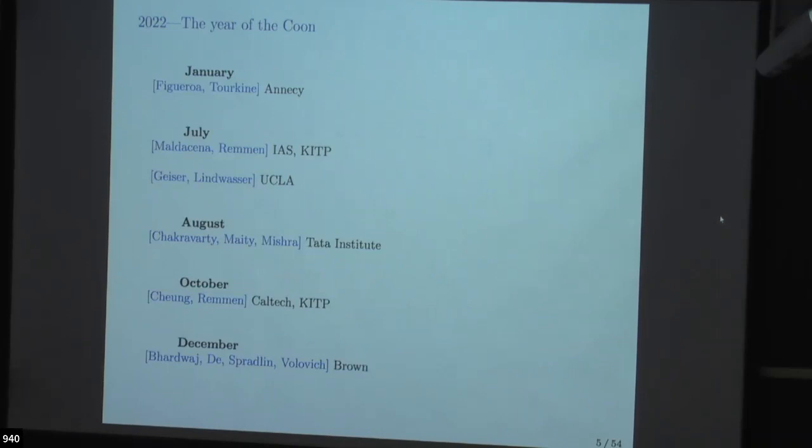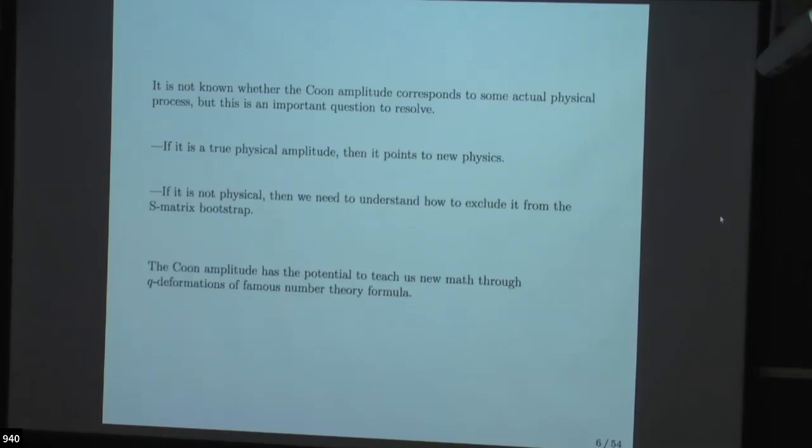These are not just any citations; these are actual papers directly about the Kuhn amplitude. I'll get into more details about what each of these say, but there is a lot of interest from many institutions. Very briefly, I want to motivate why I think it's an interesting question to find out if this Kuhn amplitude actually represents some unknown physical process. Possibly, if it does, it could point to some new physics.